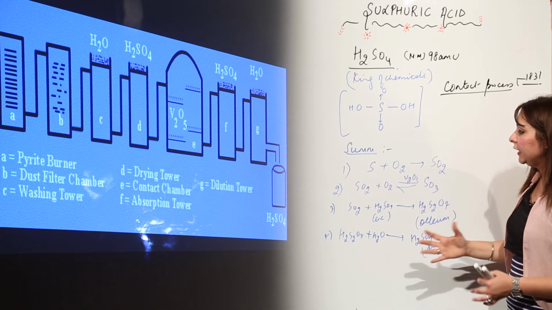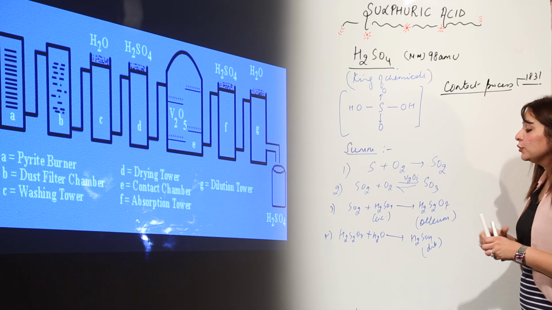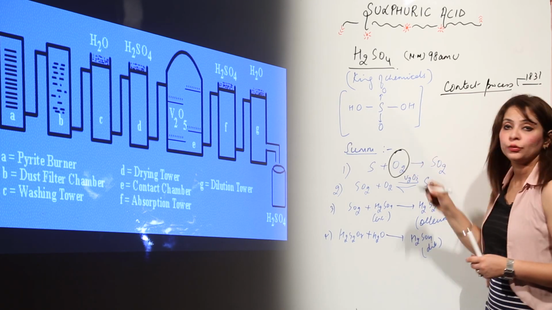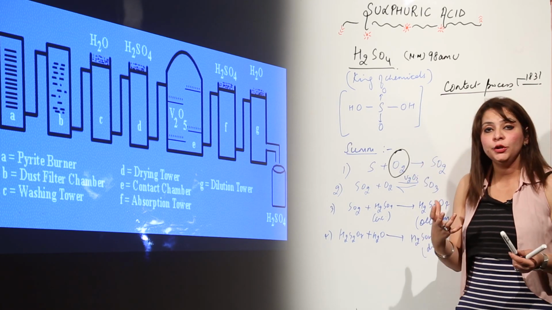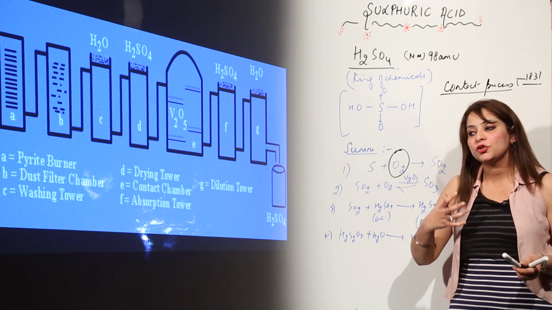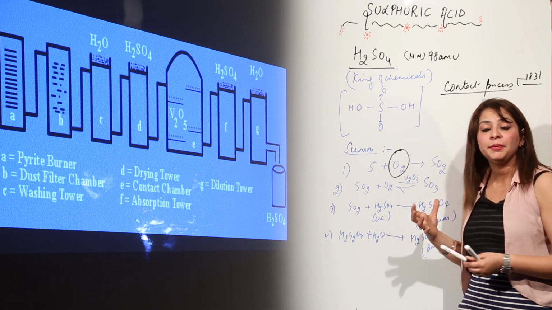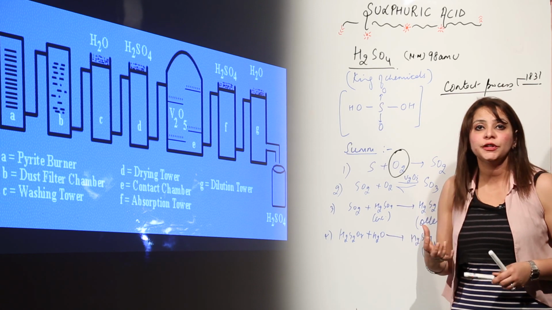So what do we get to see? First, the burning of sulfur, that is S plus O2 giving SO2, and you should know that we use only O2, because as we know that air also contains nitrogen, and if we use air which contains nitrogen, it doesn't let the reaction happen properly, as it just gets attached with the impurities.